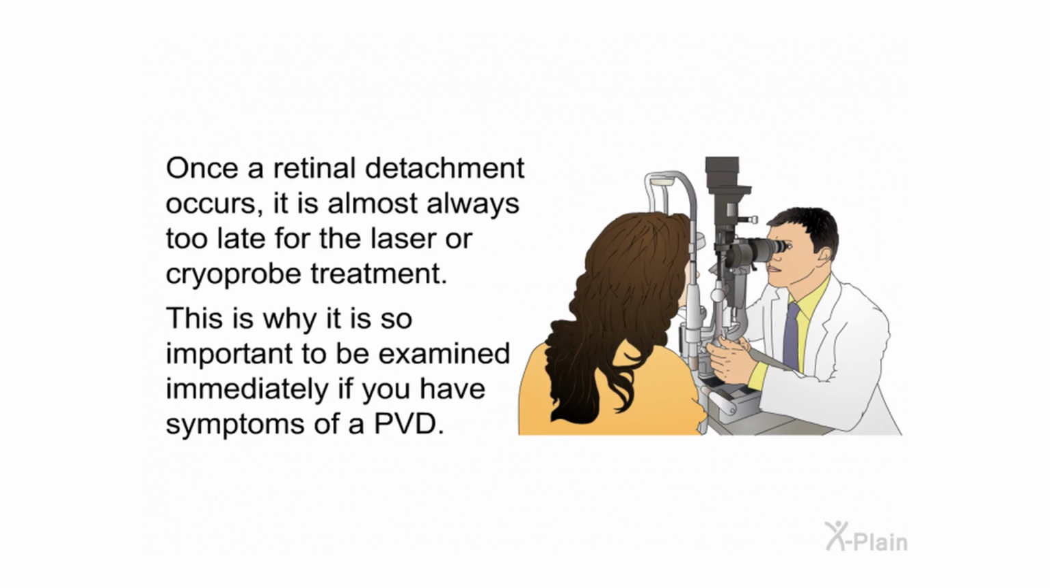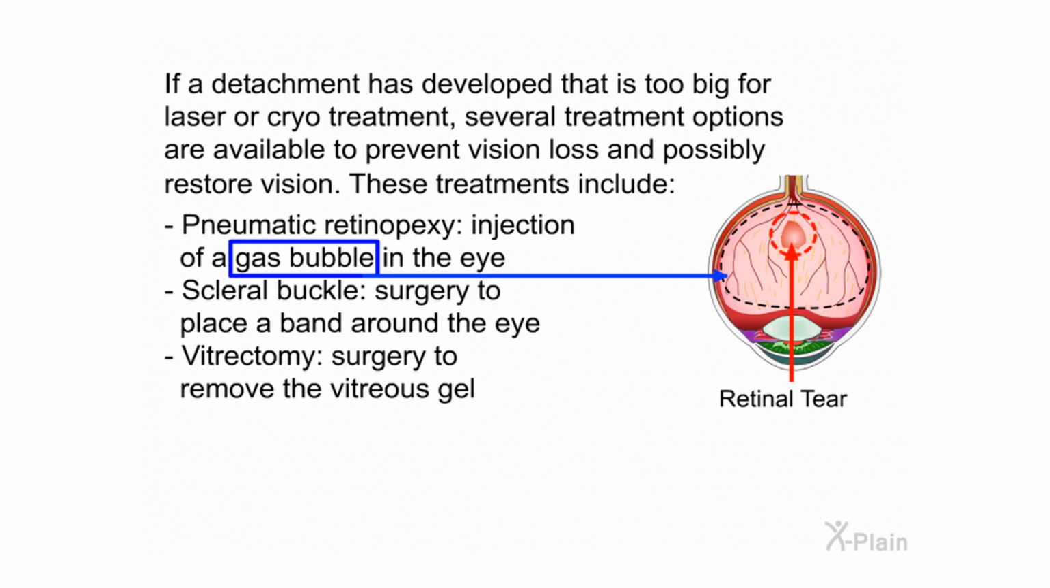Once a retinal detachment occurs, it is almost always too late for the laser or cryoprobe treatment. This is why it is so important to be examined immediately if you have symptoms of a PVD. If a detachment has developed that is too big for laser or cryo treatment, several treatment options are available to prevent vision loss and possibly restore vision. These treatments include pneumatic retinopexy, injection of a gas bubble in the eye; scleral buckle, surgery to place a band around the eye; and vitrectomy, surgery to remove the vitreous gel.